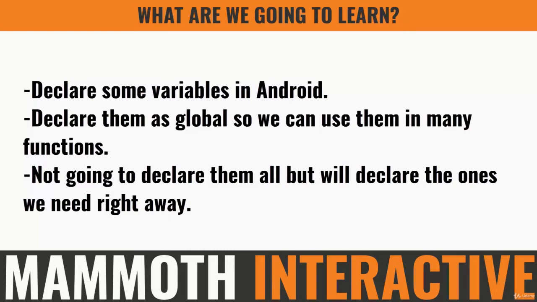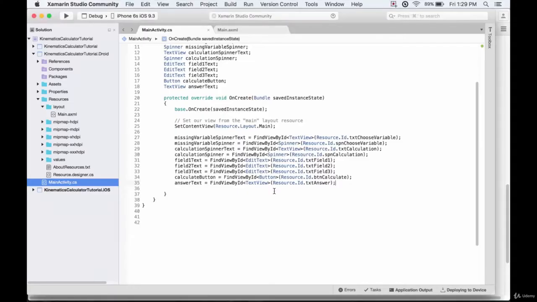Okay, so these are going to be stuff like our lists of calculations, lists of missing variables, and a bunch of doubles to contain the numbers to perform the calculations. Okay, so now it's time to start implementing some functionality, and the first step to that is going to be declaring and initializing some variables.